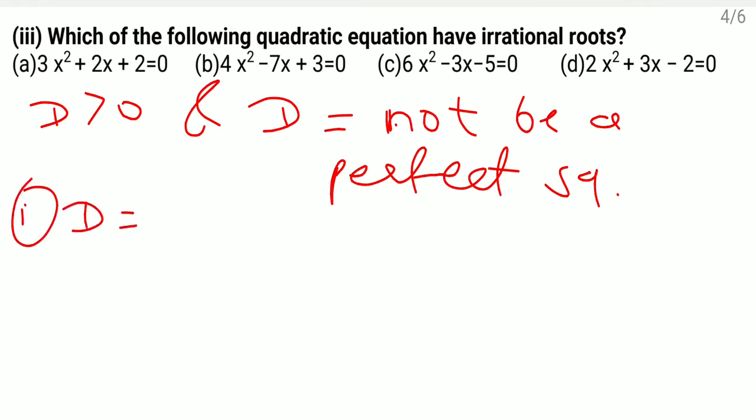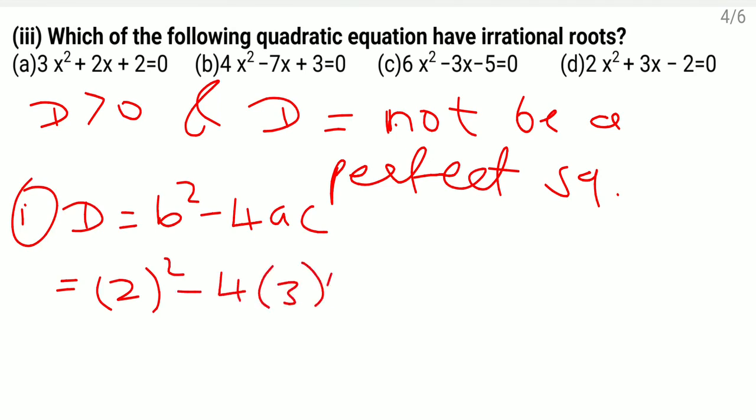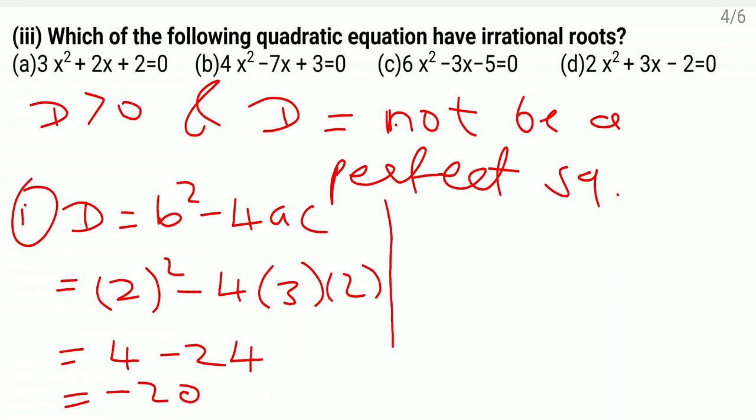D is equal to b square minus 4ac. So let us write, value of b is 2 square minus 4. A is 3, this is 2 here. 4 minus 8 threes are 24, I get minus 20. So this is less than 0. So this option is not possible.